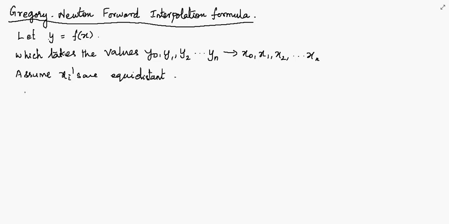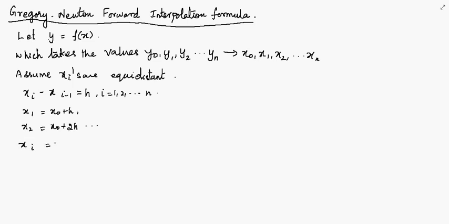That is, xi minus xi-1 is equal to h for i equal to 1, 2, 3, etc. n. Therefore, we will get x1 equal to x0 plus h, x2 equal to x0 plus 2h, and following this we will get xi equal to x0 plus ih for i equal to 1, 2, 3, etc. n.